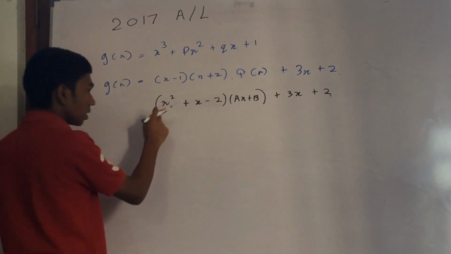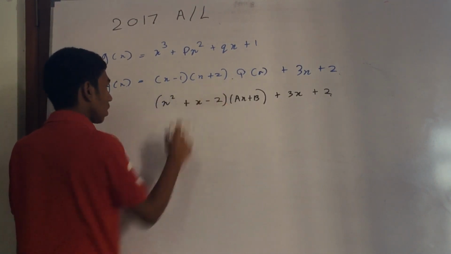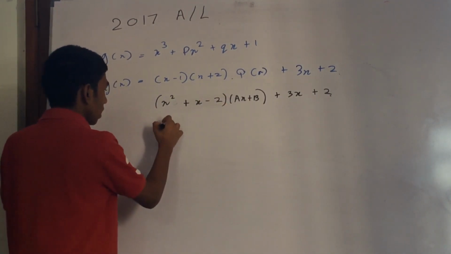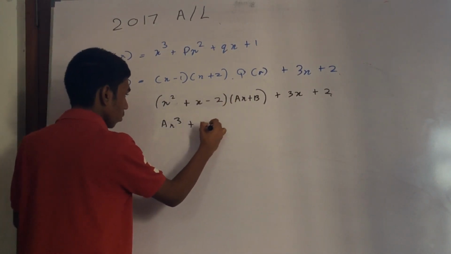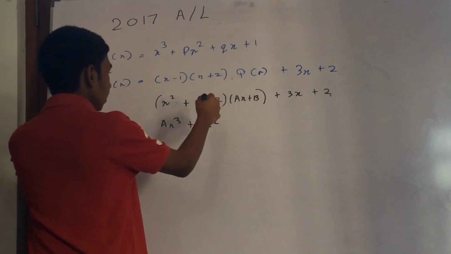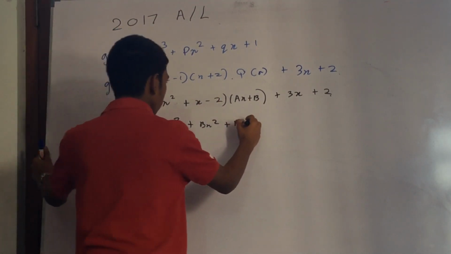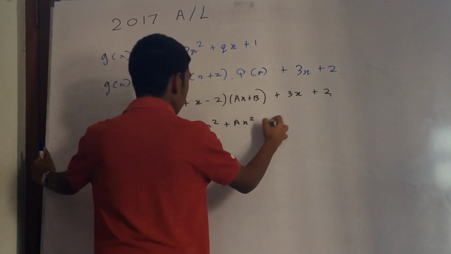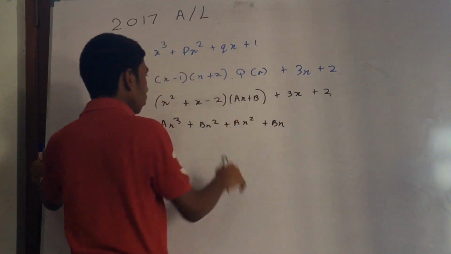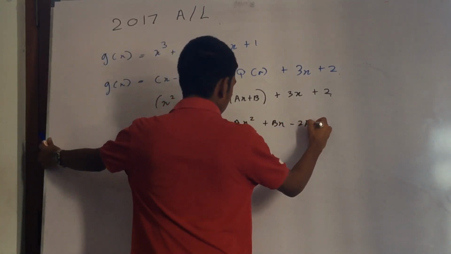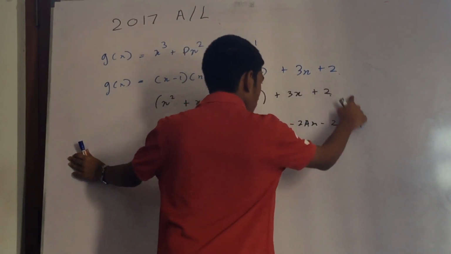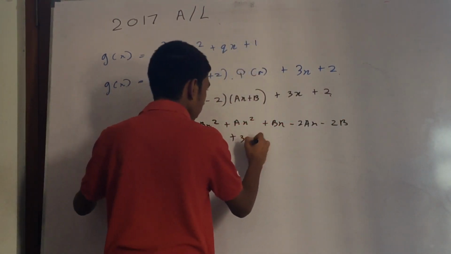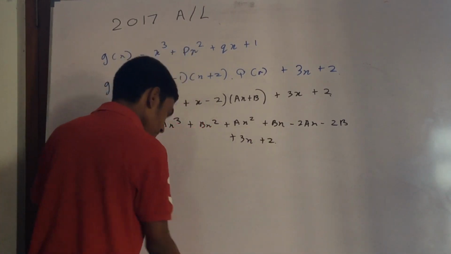So let's multiply x squared into ax, that will be ax cubed, x squared into b, that will be bx squared, x into ax, that will be ax squared, x into b, that will be bx, minus 2 into ax, minus 2ax, minus 2 into b, minus 2b, and then the remainder also we should add, plus 3x plus 2.